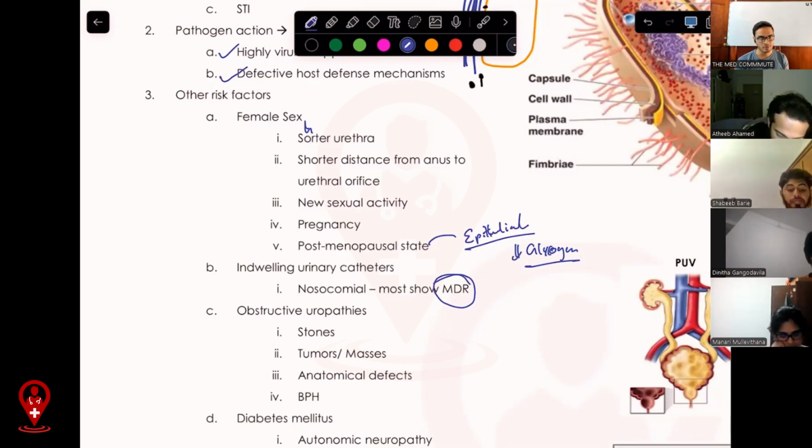Then about the obstructive neuropathies, guys, we've already talked about urolithiasis, stones, tumors, masses, benign prostatic hyperplasia, strictures, anatomical defects, whatever, all of these.